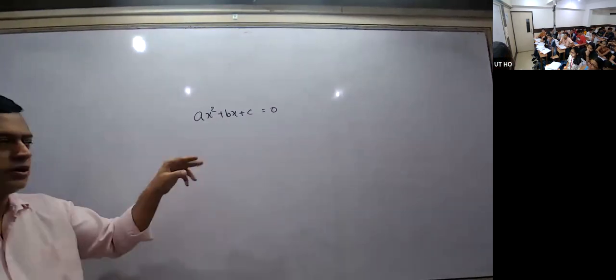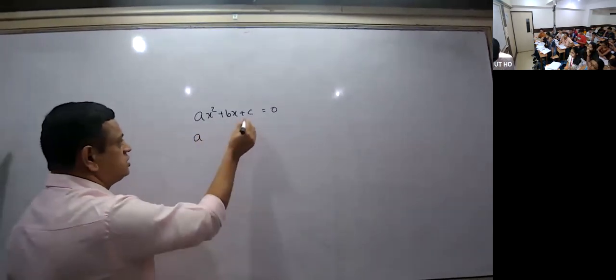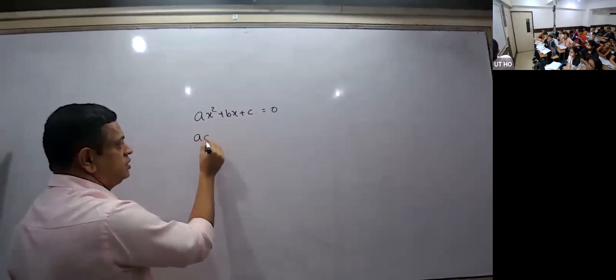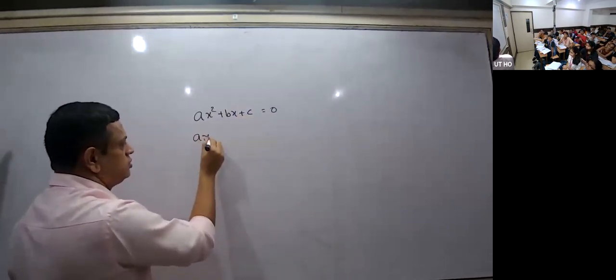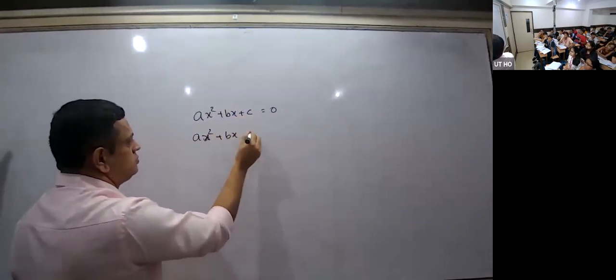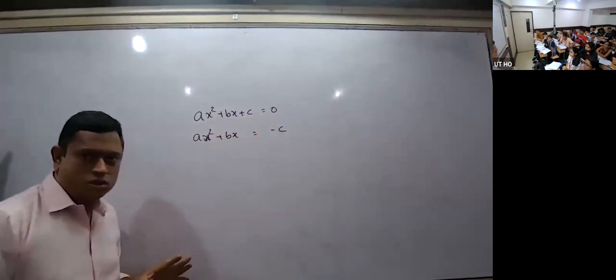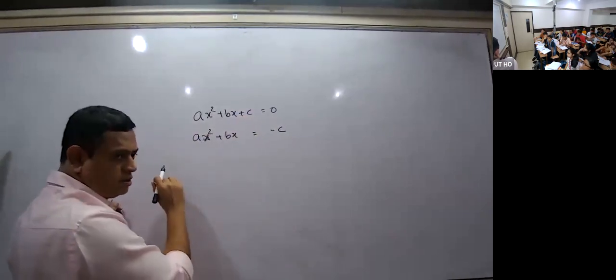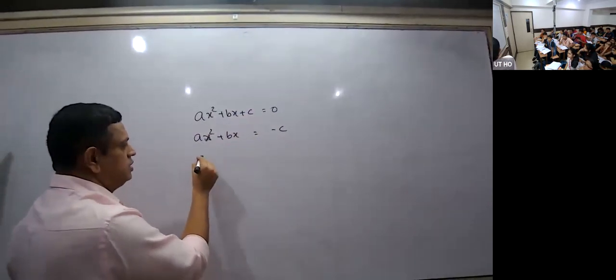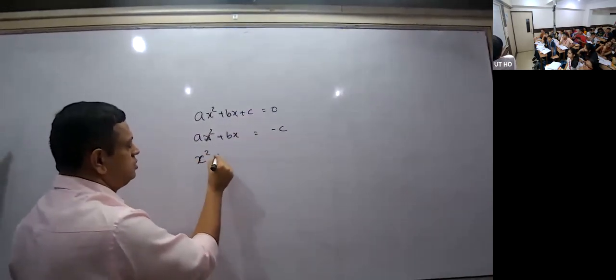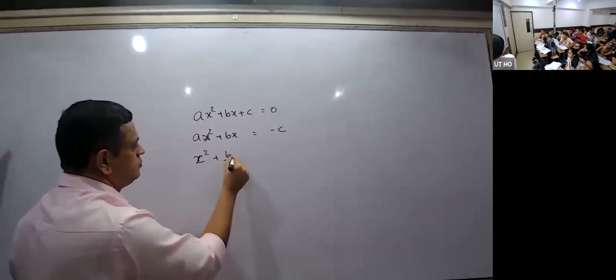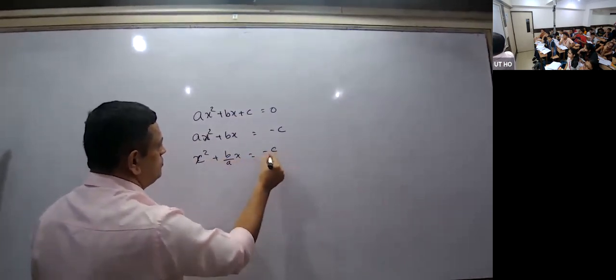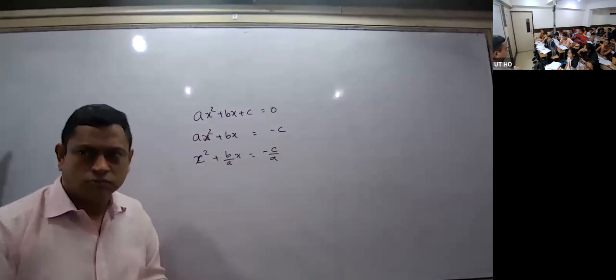Yeah, all of you look here. We are going to learn how to factorize this first. We have ax square plus bx plus c. What we do is shift this c to that side. So what will you get? ax square plus bx minus c. No problem. Now I divide throughout by a. What will you get? x square plus b by a x minus c by a. This also no problem.